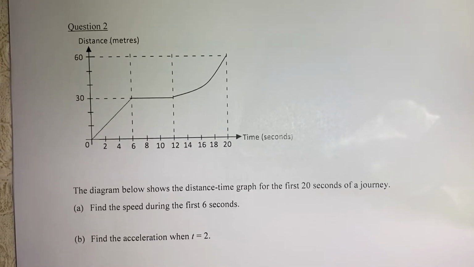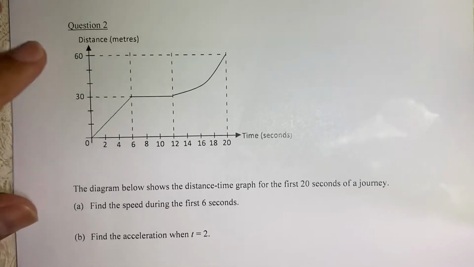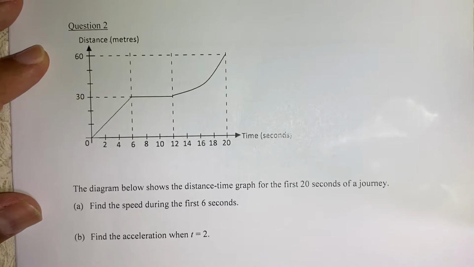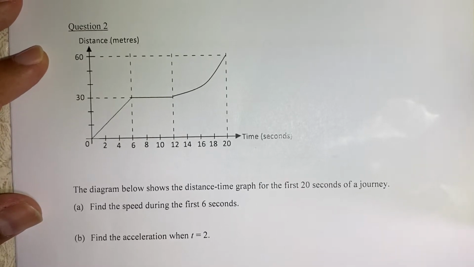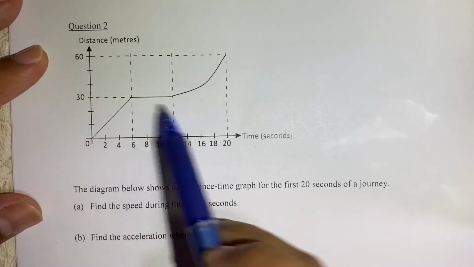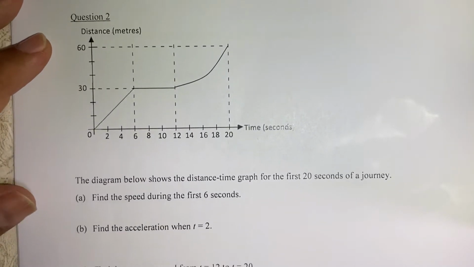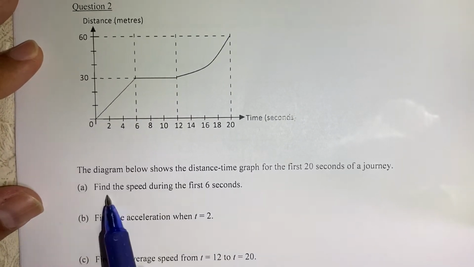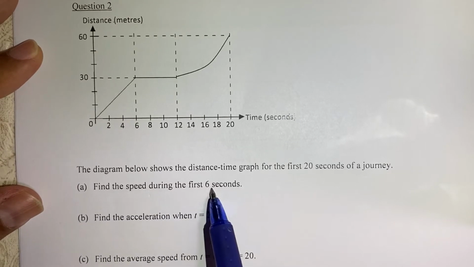Now this is part 2. In part 2, we have again a distance-time graph. Now we are going to look at this question. We're going to study the graph very carefully, and can you find the speed during the first 6 seconds?